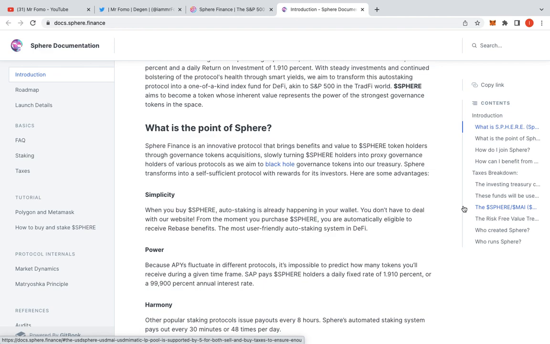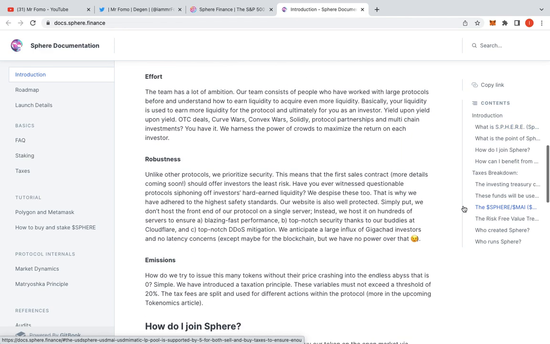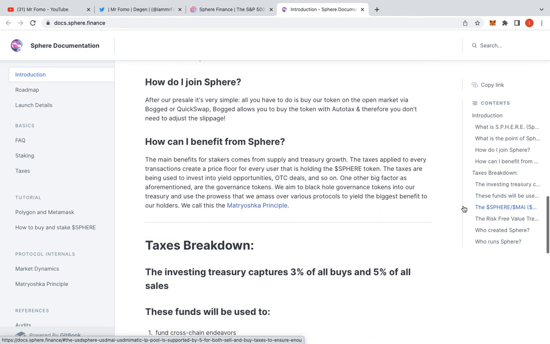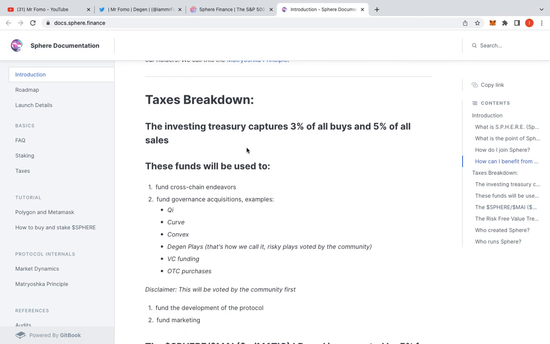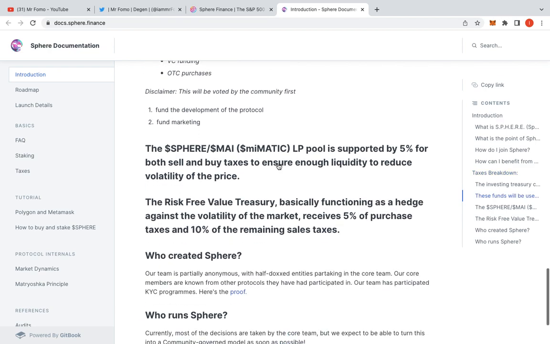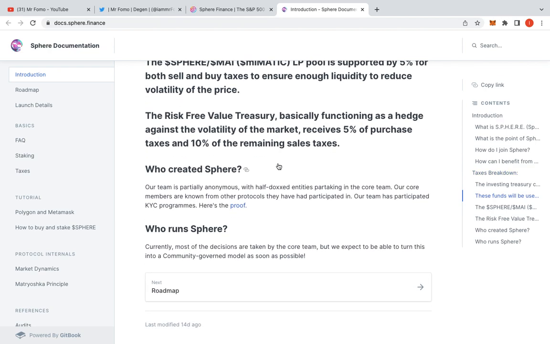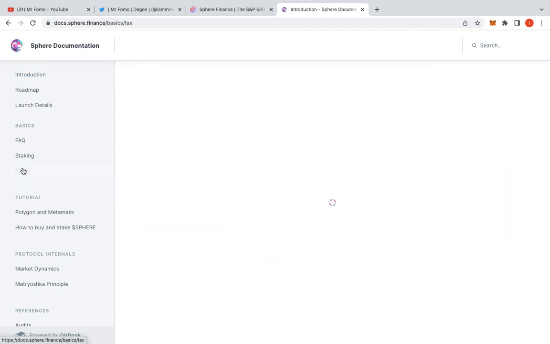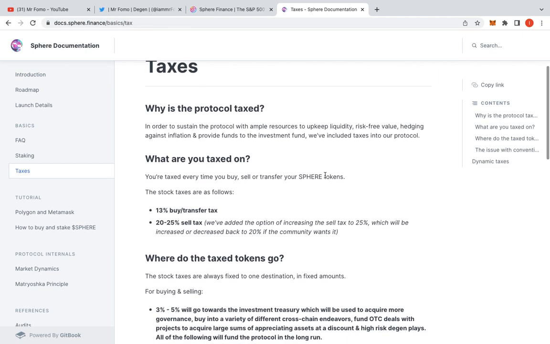Here are some advantages: simplicity, power, harmony, effort, and robustness emissions. How do I join? How do I benefit? The investing fee captures 3% of all buys and 5% of all sales. The funds will be used for cross-chain endeavors, fund governance acquisitions, and so on. You guys can read through that, I'm sure you're smart enough. Taxes, which is one of the main things we always talk about: there's a 13% buy tax and a 20 to 25% sale tax, which is quite high, actually. They must make a bank of money out of those taxes. Taxes alone are what make these kinds of businesses, right?